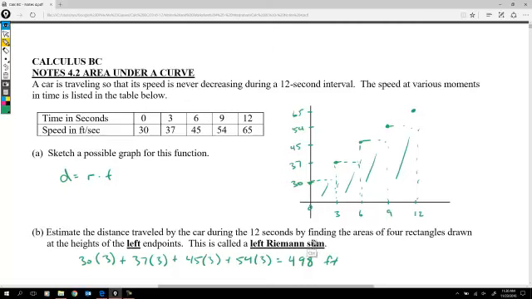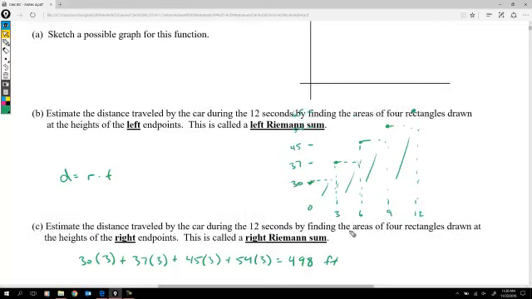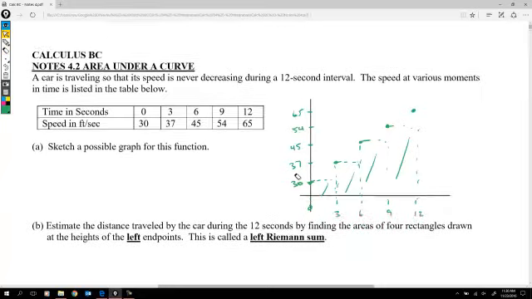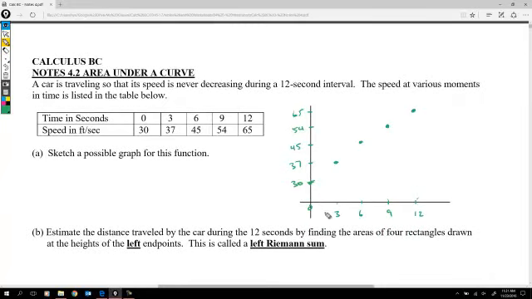All right, now they want me on the next part to find the right Riemann sum. Very similar process, except this time instead of using the leftmost points, I'm going to use the rightmost points. So when I make my first rectangle between 0 and 3, instead of using 30 as my height, I'm going to use 37 as my height. I'm going to use the right point. So between 0 and 3, I have a rectangle with a height of 37.